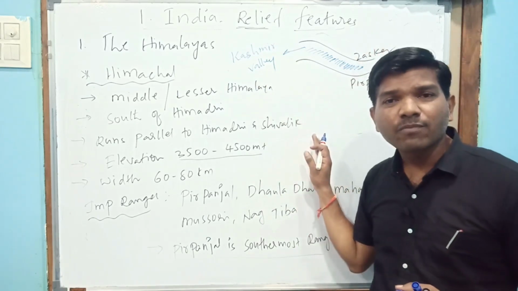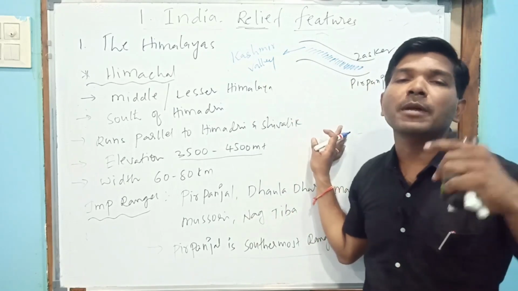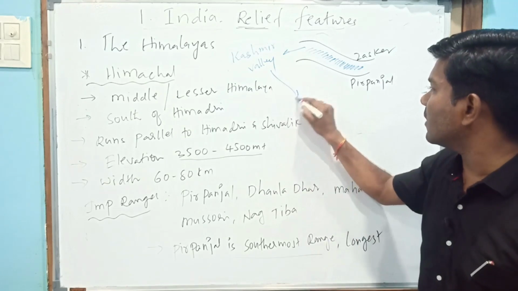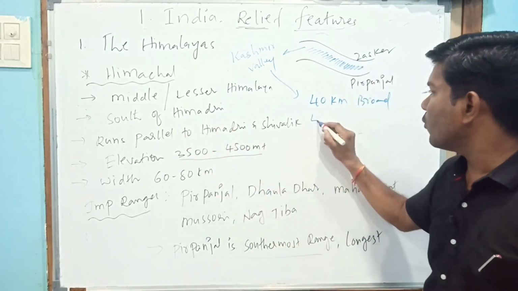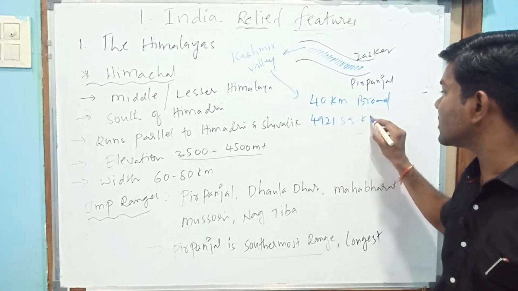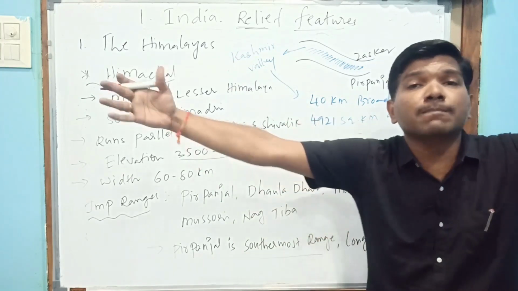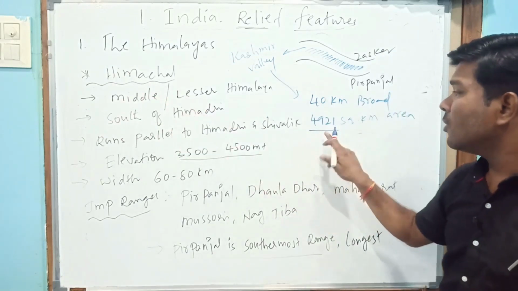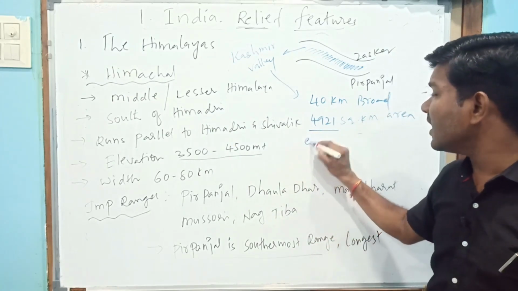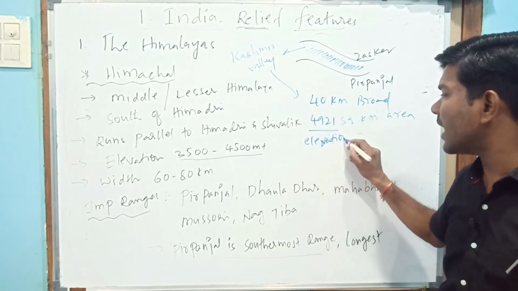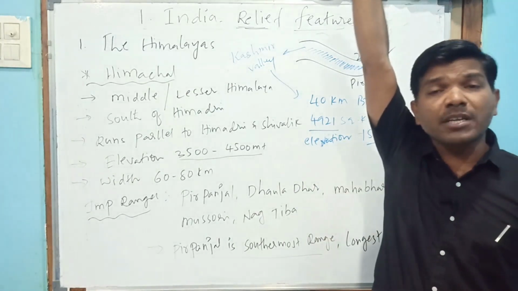And above Jaskar, what is there? Ladakh. Above Ladakh, the Karakoram range is there. So the Kashmir Valley is located between the Jaskar and Pir Panjal. It is 40 kilometers broad and occupies 4921 square kilometers of area. The elevation of Kashmir Valley is more than 1585 meters above mean sea level.